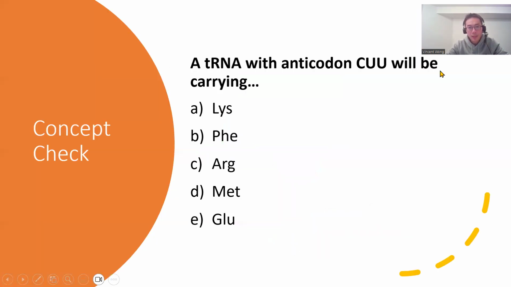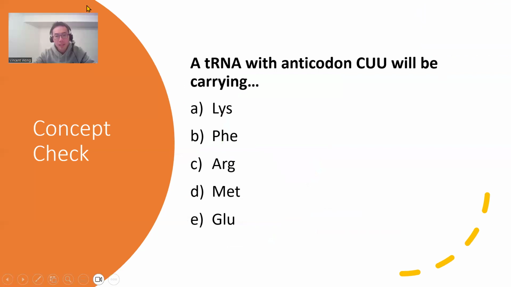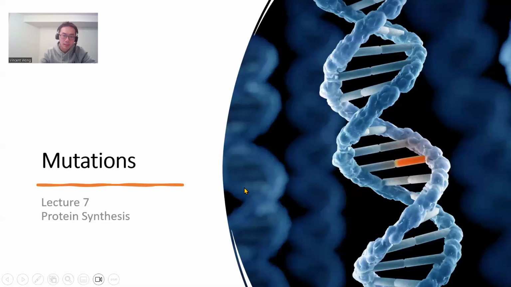Okay, so here we go. The tRNA with anticodon CUU will be carrying... I hope you all know this by now. You just look up GAA. Look up GAA, and what does GAA code for? GLU. Yeah, GLU. So that's the answer. Okay.